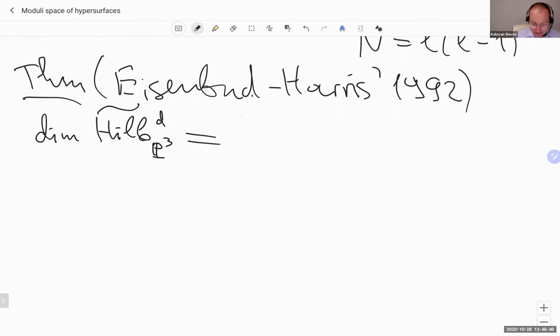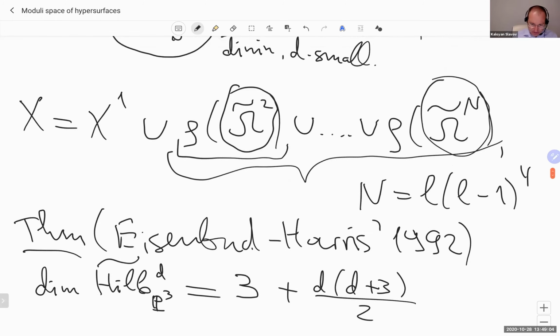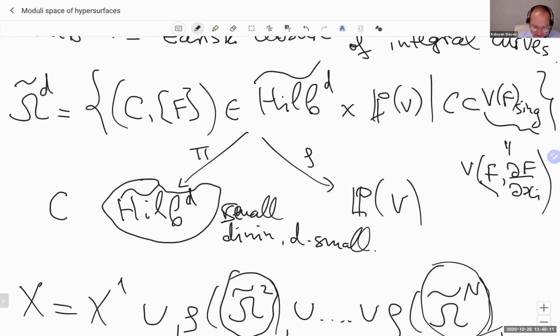So the bound is 3, the dimension of the Grassmannian of planes, plus D times (D plus 3) over 2. This is the dimension of the space of curves of degree D in a given plane. Okay, so we have a bound on the dimension of the Hilbert scheme. So coming back here, this dimension is controlled. And now, how do I give a bound on the incidence correspondence? I have to take an integral curve and bound the dimension of the fiber.